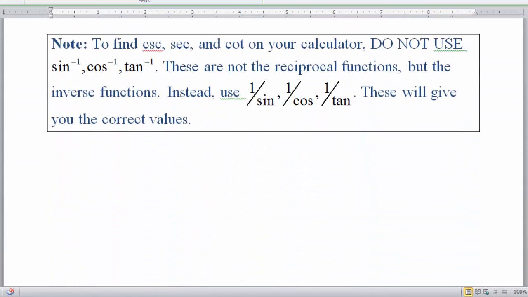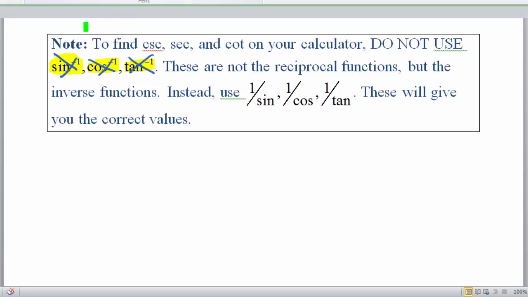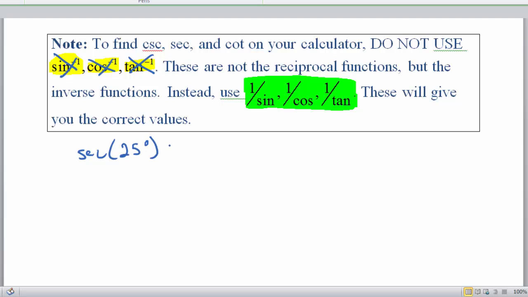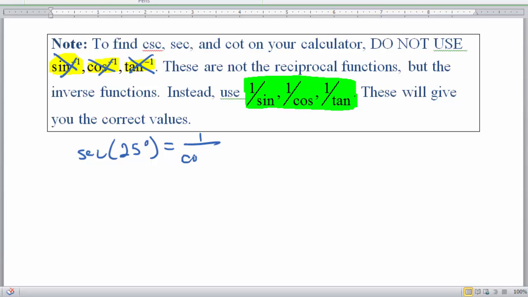And just one other quick note here: if you're trying to evaluate on a calculator cosecant, secant, and cotangent, what you do is not use these little buttons that say sine -1, cosine -1, and tangent -1. Those are actually not reciprocal functions. Those are inverse functions, and we don't deal with inverse functions in this particular class, so we're not using those buttons. If we want to evaluate secant, cosecant, and cotangent, we have to just do 1 divided by the original trig function, right? So in other words, if you want to evaluate like the secant of 25 degrees, you would enter that in as 1 divided by the cosine of 25 degrees, right?